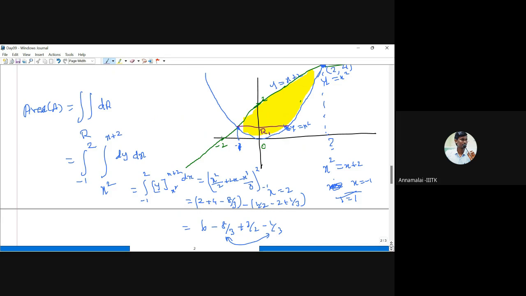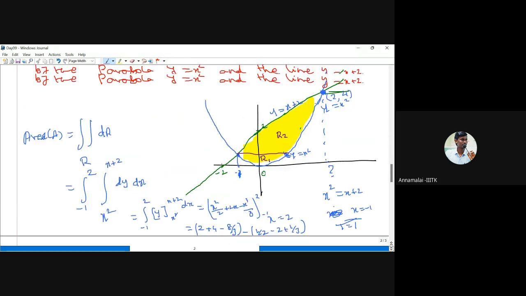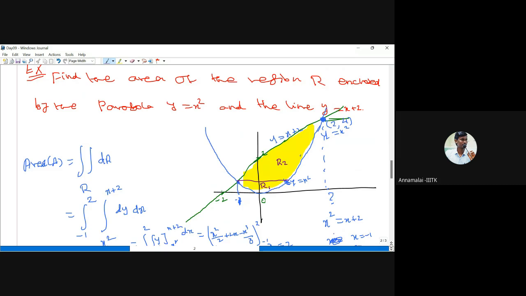Take this region as R1 and this region as R2. We can find the area for this region, and then find the area for this one. Anyway, you can directly find the area of this one. Okay, so this is the area of the curve bounded by this.